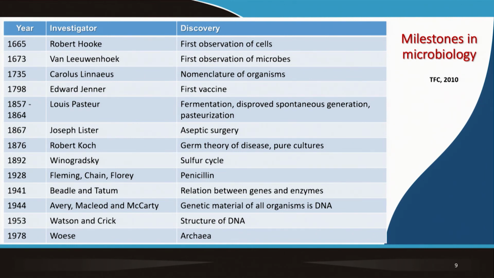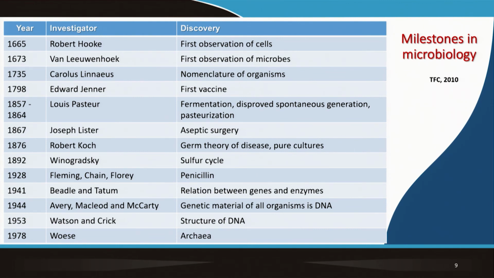Then we come to 1928 when Fleming, Chain and Florey discovered penicillin, and they were able to define the importance, or rather the relevance, of penicillin as an antibiotic and its ability to destroy bacteria. Then we come to 1941, Beadle and Tatum.